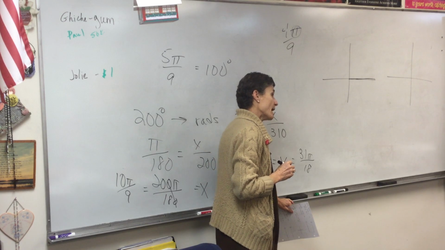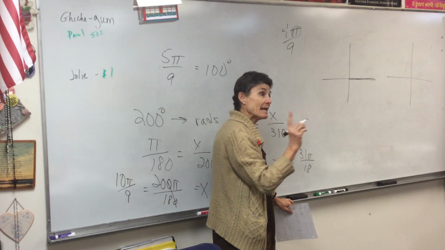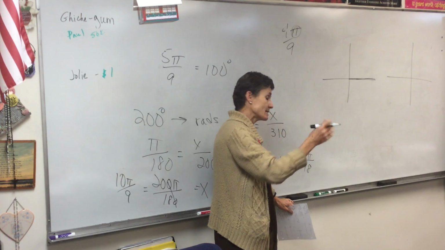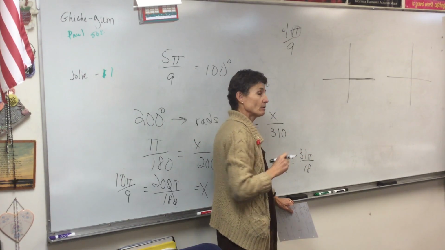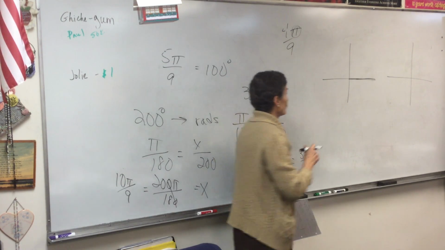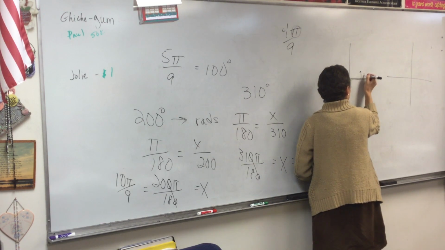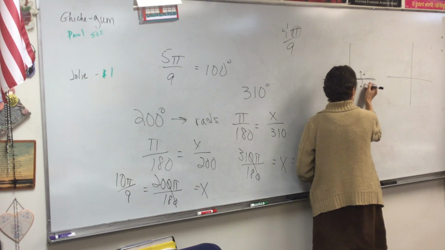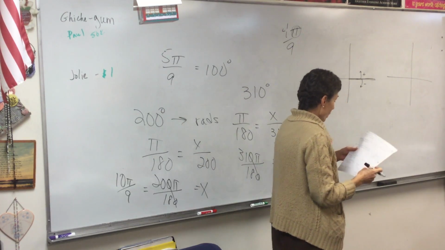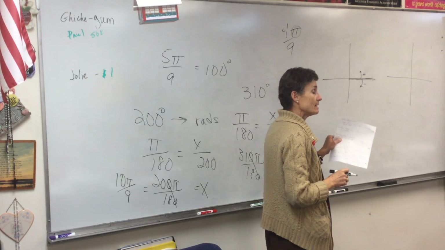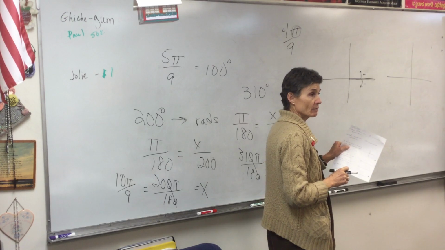So every angle we draw in this class, in any math class that you ever take any time in your life, every angle you draw in standard position will start right here. And if it's positive, it's going to go up. And if it's negative, it's going to go down. So I am drawing a negative 100 degree angle.